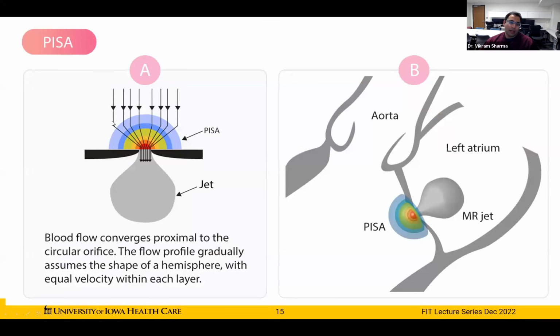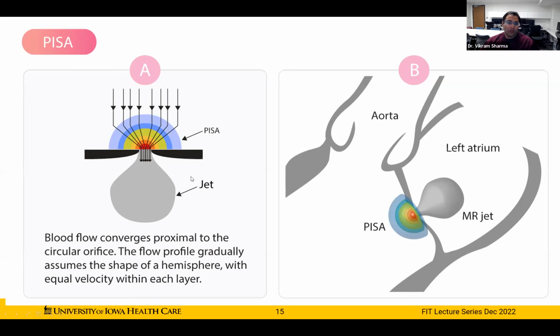This is once again a diagrammatic representation of the flow convergence. Basically, as blood approaches the mitral valve orifice, it takes up a hemispheric flow character, and each of these hemispheres has blood on its surface that is exactly at the same velocity. So it's called the proximal isovelocity surface area.